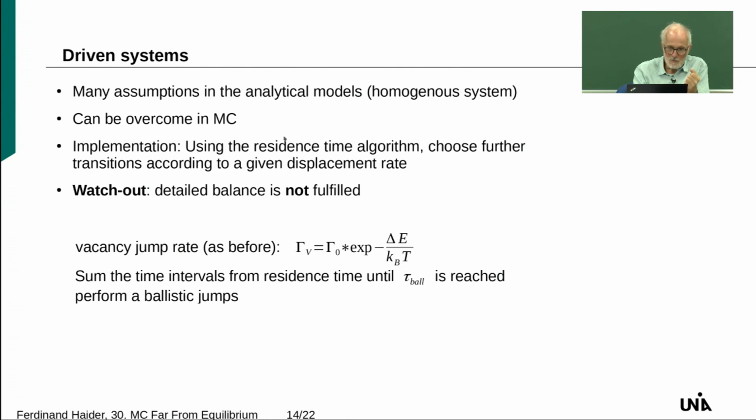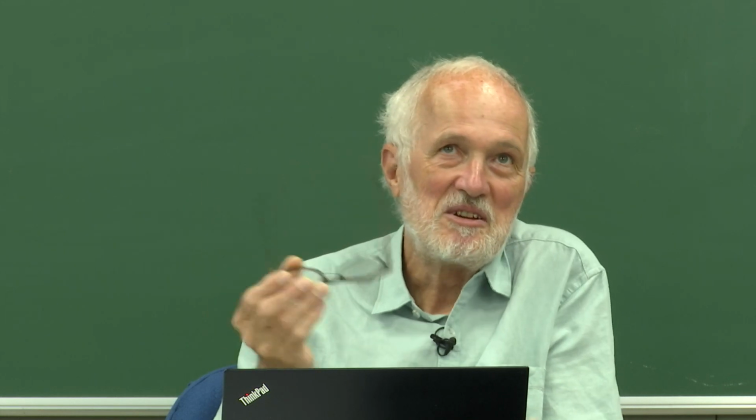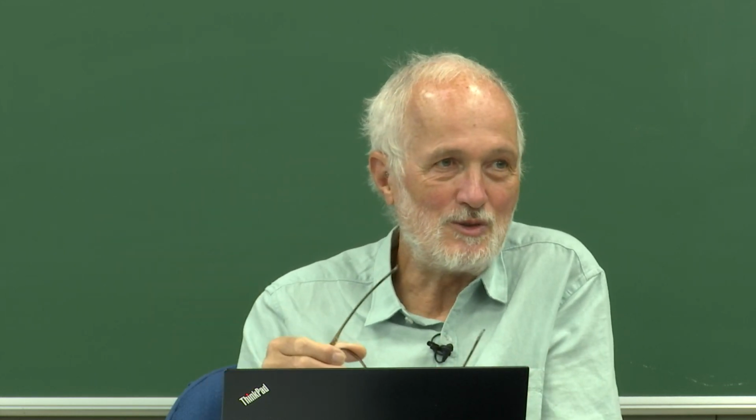There's an important remark here, which is true for all these driven systems: the detailed balance condition, which we introduced more or less precisely some time ago, is not fulfilled. Detailed balance means that the probability for a forward exchange times the number of systems in this state equals the backward process. We use detailed balance to give some condition for the jump rates.